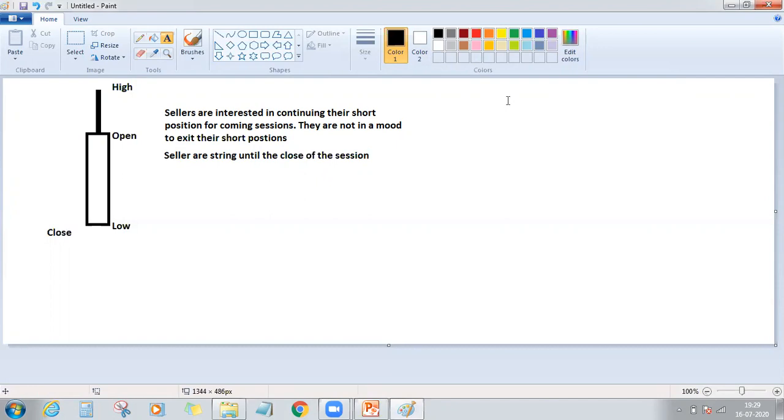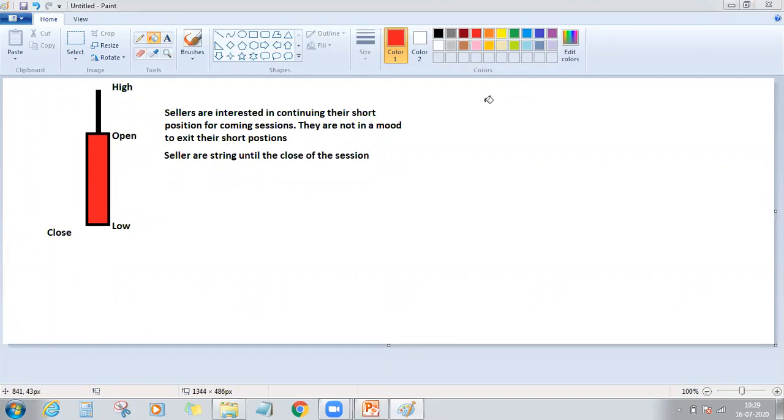It is the seller strength, not the buyer strength, because the lowest price itself is the closing. So buyers were not able to show their strength. The color would always be red here. So you have to compare your closing price and opening price. Since the closing is at the low, how can buyers drag it?